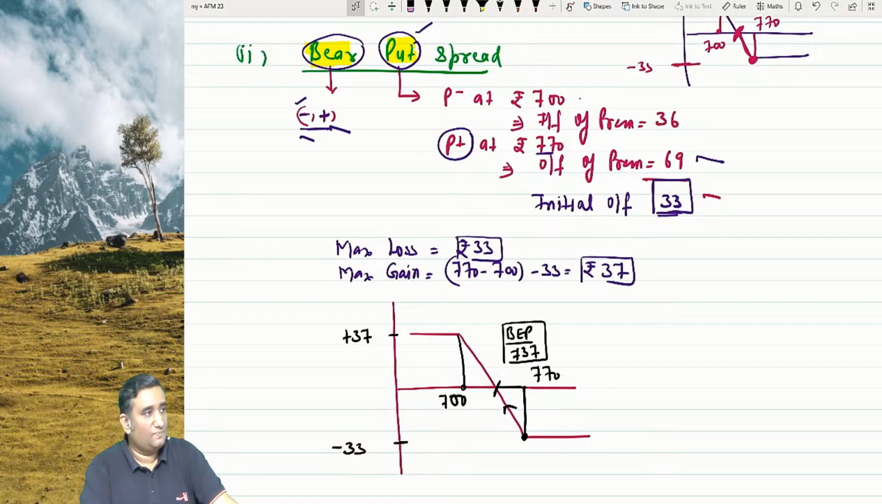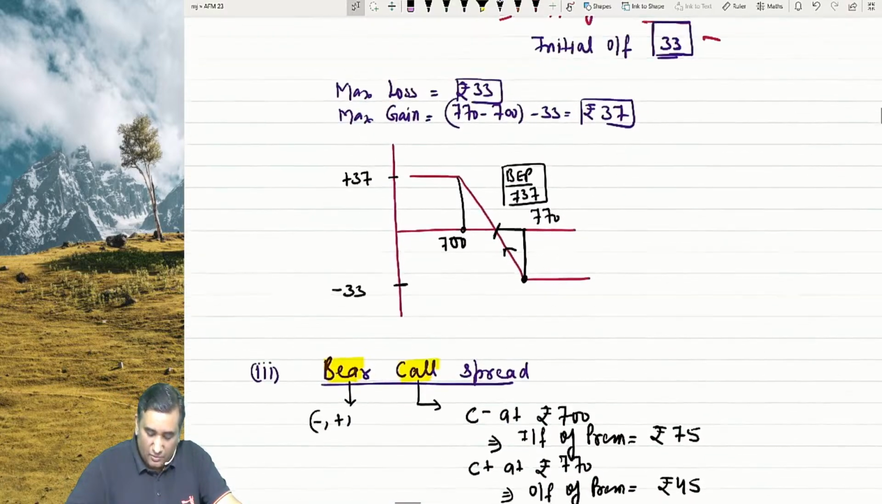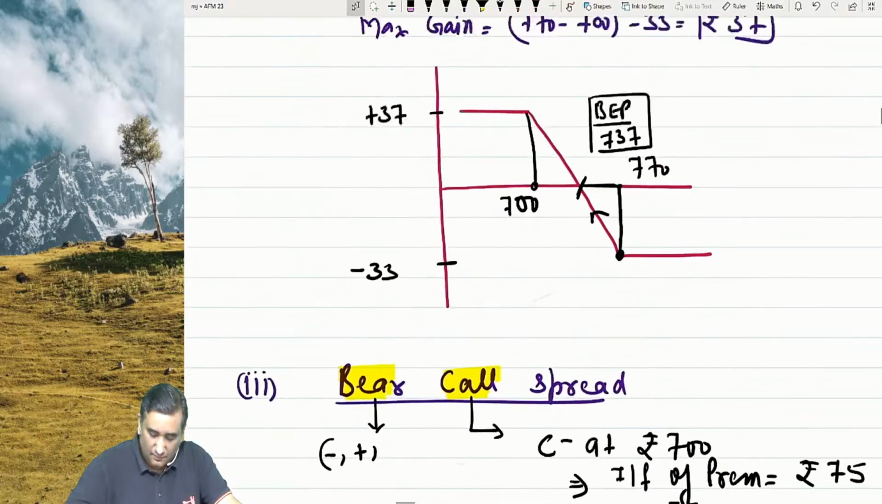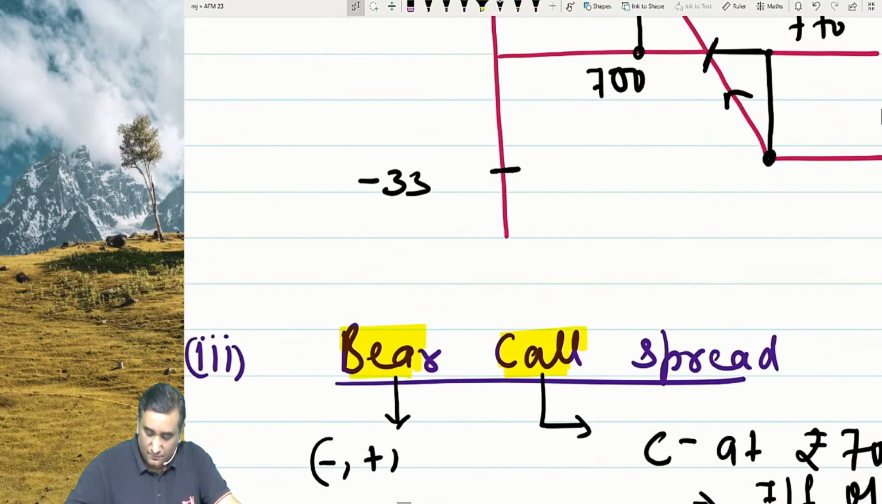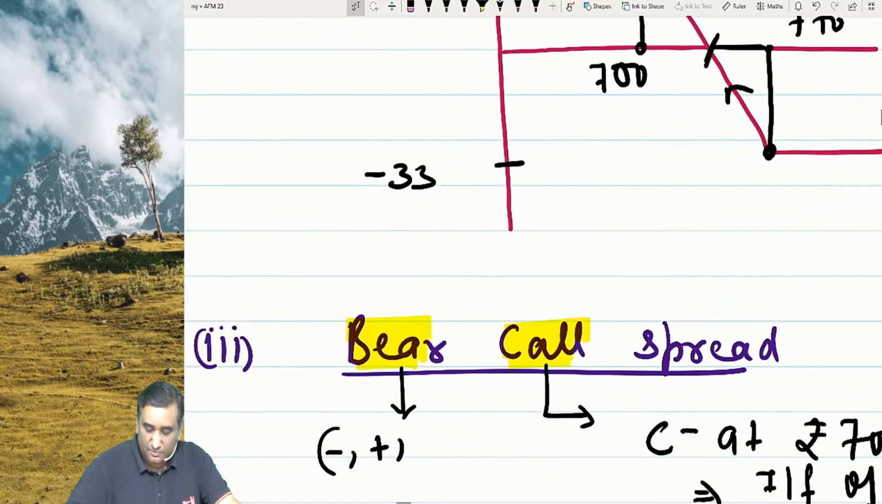Done. Now next case is very interesting. If you are able to make it, that means you are 100% comfortable if this strategy comes. Once you've done till here, let me know. Done. Next is bear call spread. Now look up please. Bear call spread. Look up once.